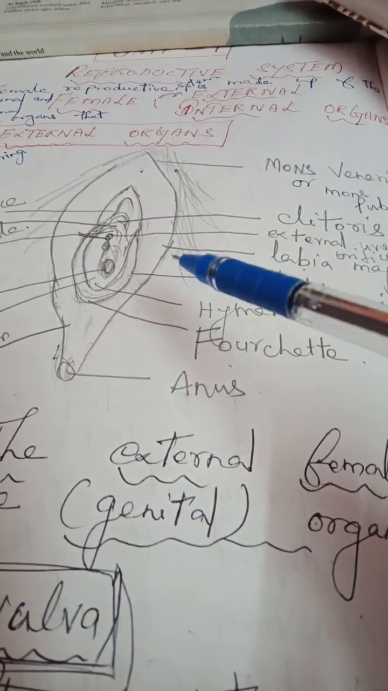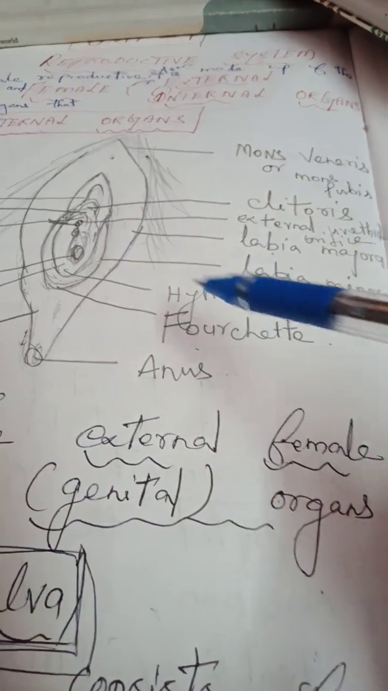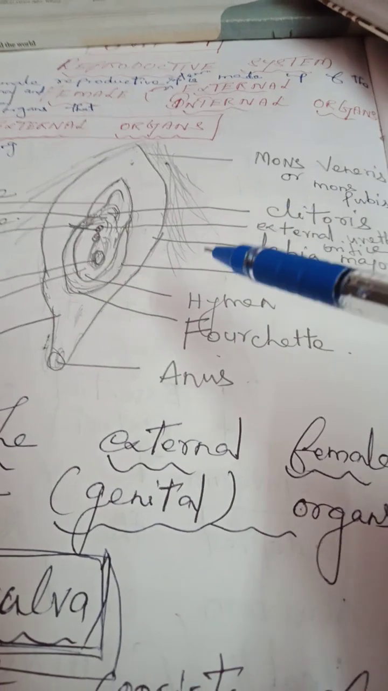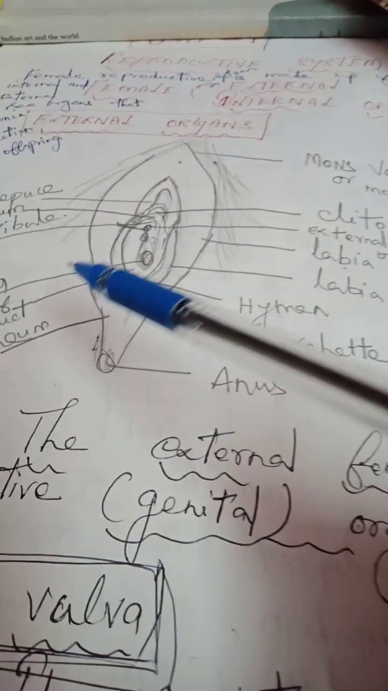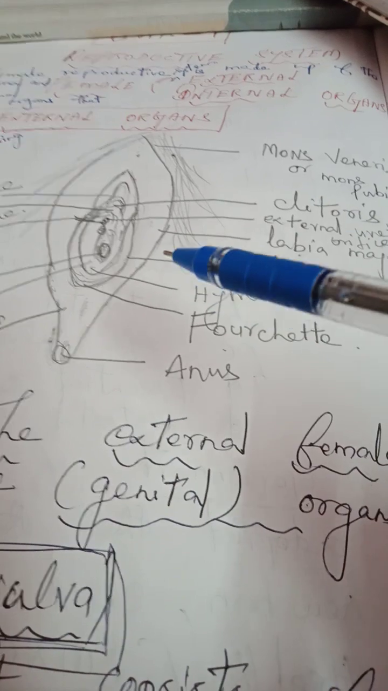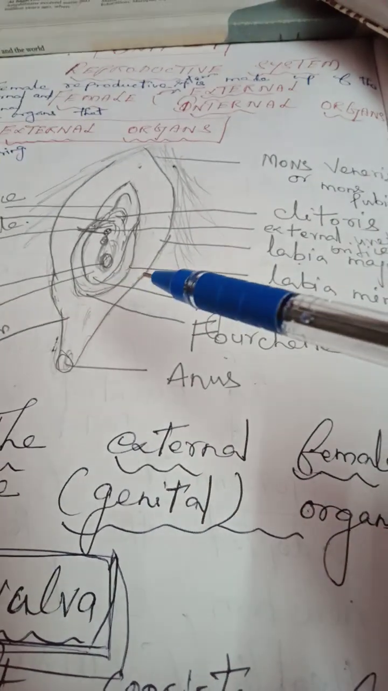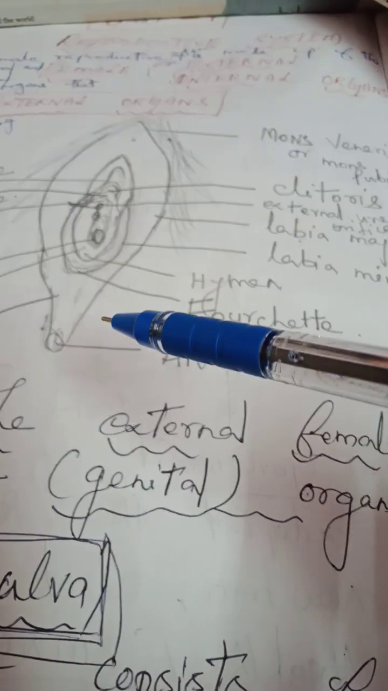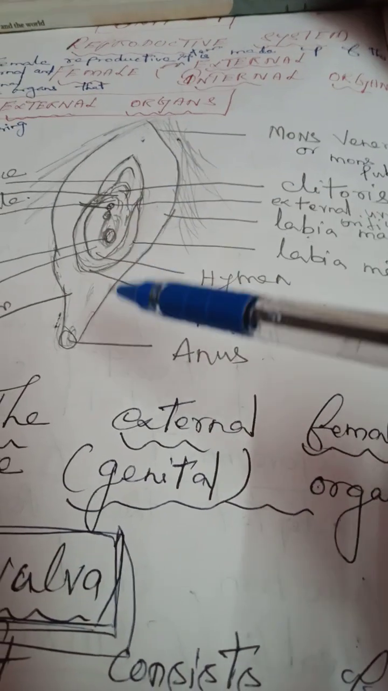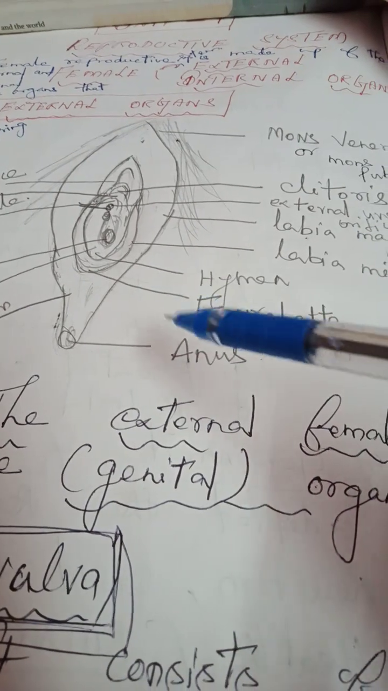Third one, the labia minora. These are two thin folds of skin lying between the labia majora. Anteriorly, they divide to enclose the clitoris. This is the clitoris. Posteriorly, they fuse forming the fourchette. This one is the fourchette.